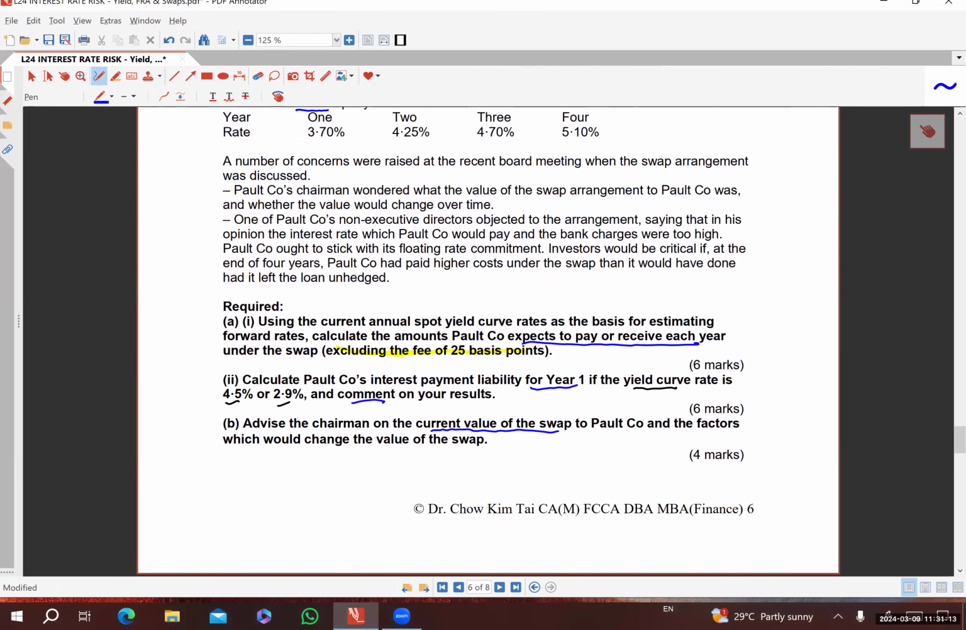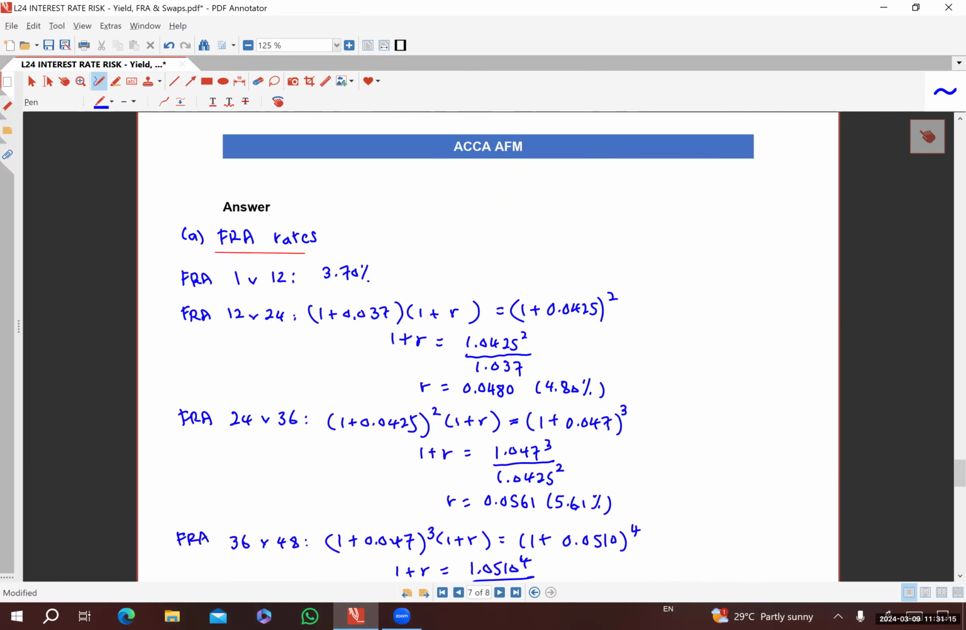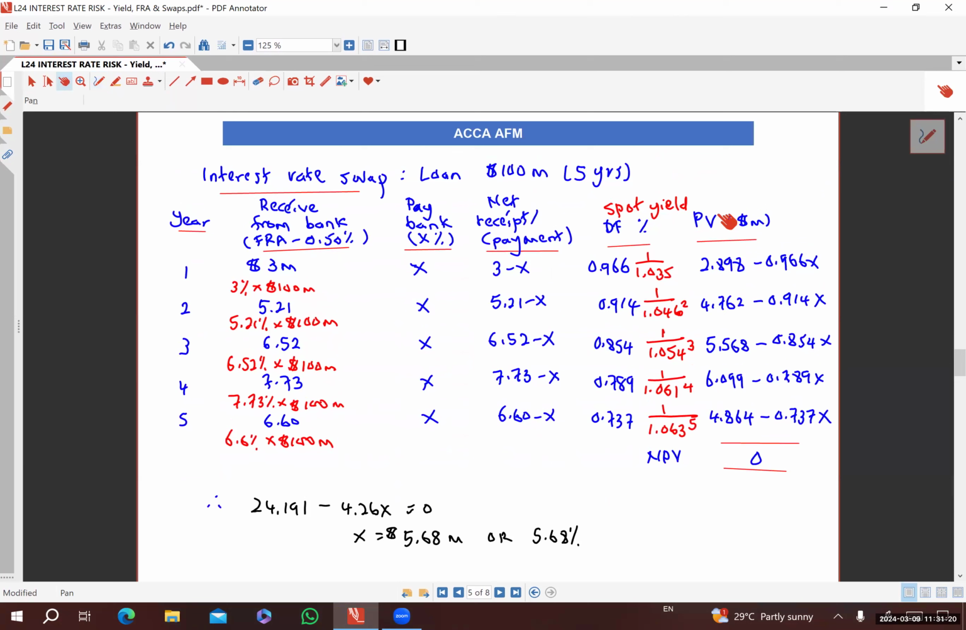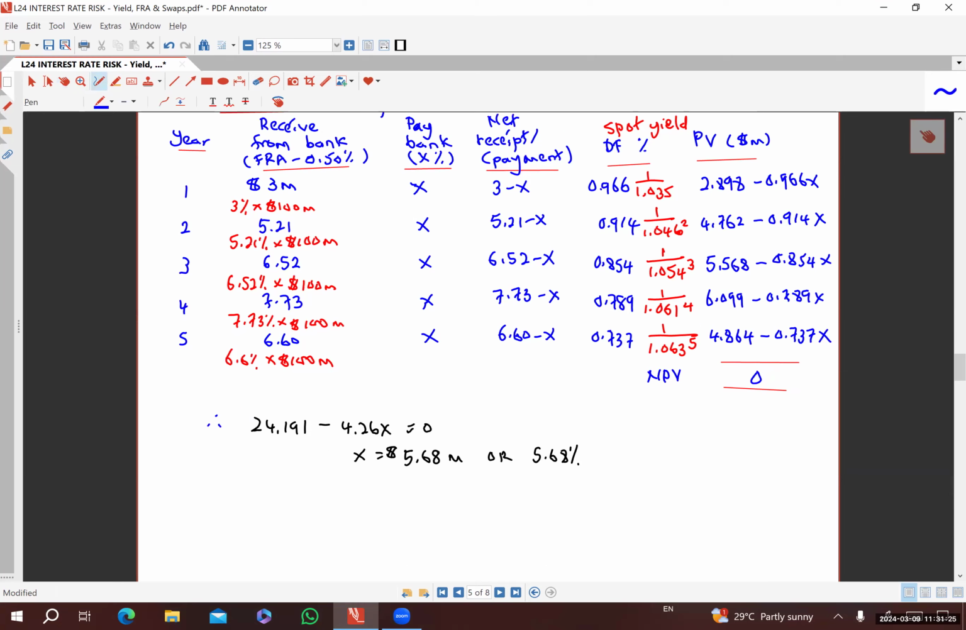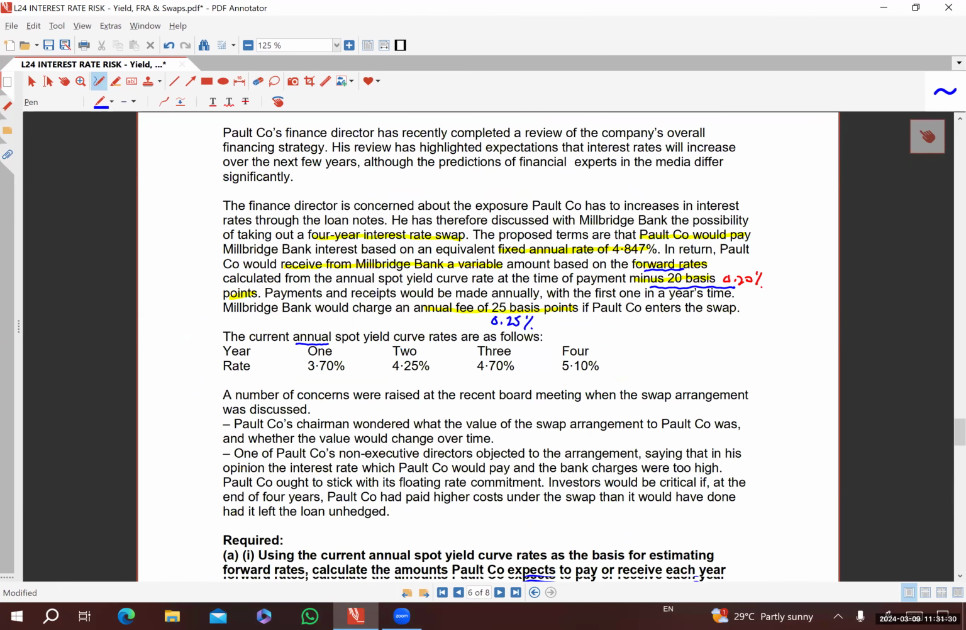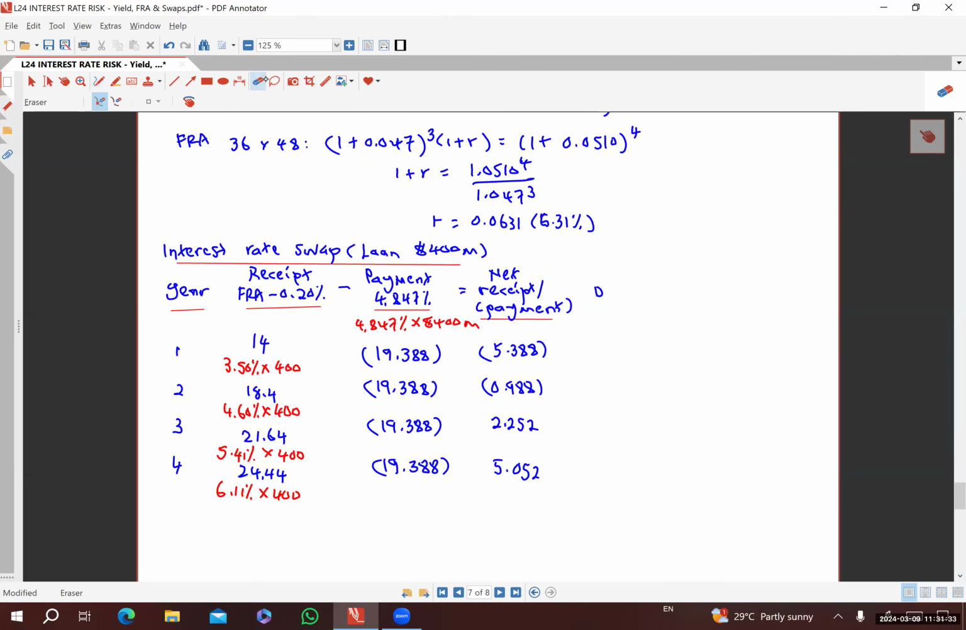The current value of the swap, like what we have done here, the current present value should be 0. So let's do that first, to answer part B. We discount this to present value. The discount rate is the spot yield curve. So this is the spot yield.